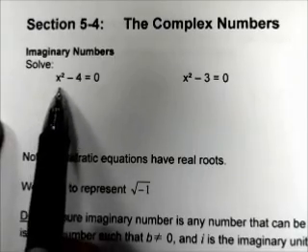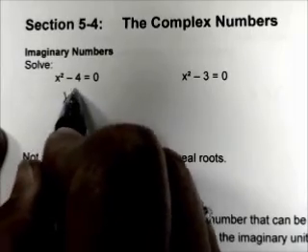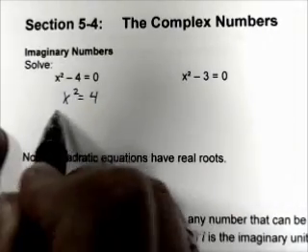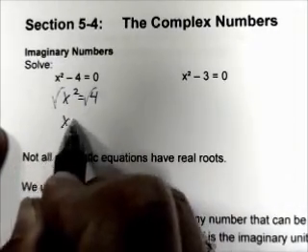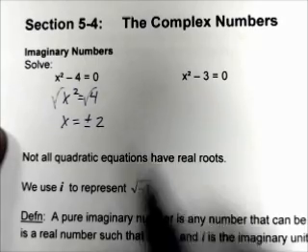We're asked to solve x squared minus 4 equals 0. Well, we add 4 to both sides and we get x squared equals 4. Then take the square root of both sides, so x equals plus or minus 2. Those are two real rational roots.